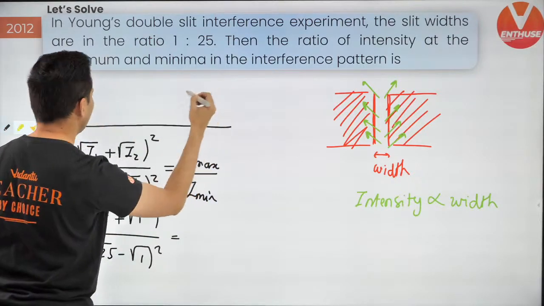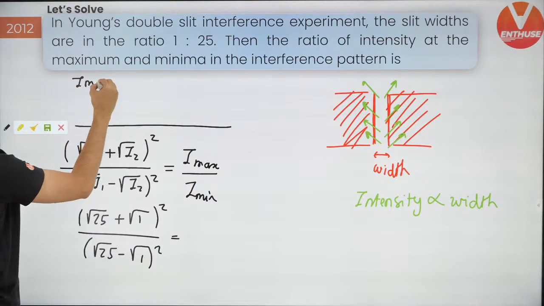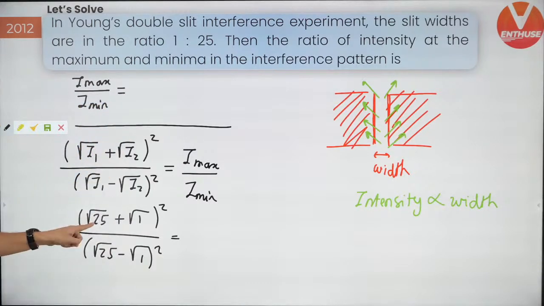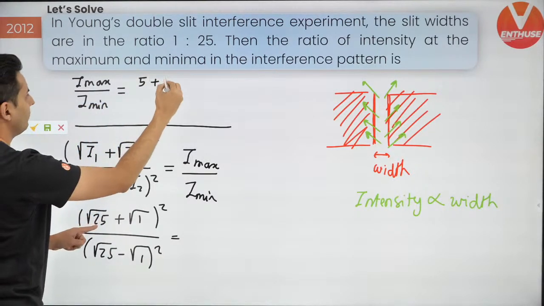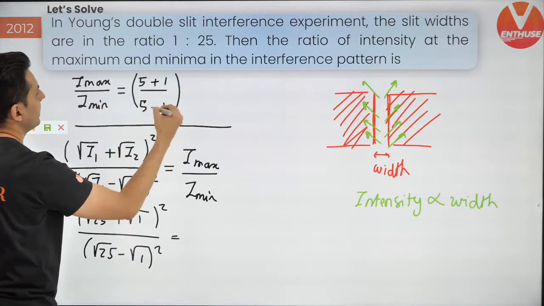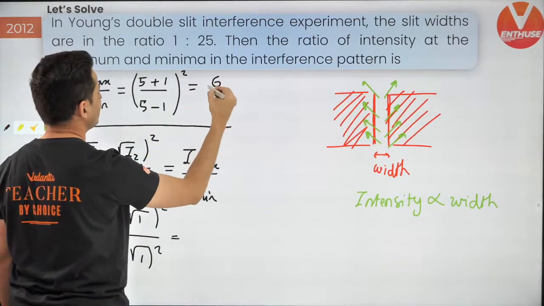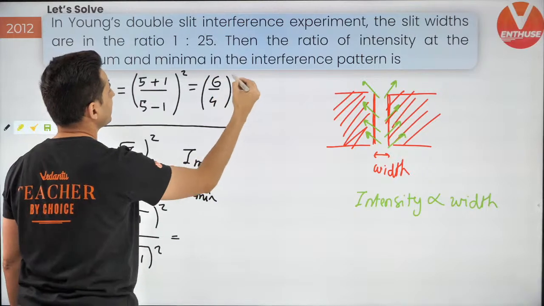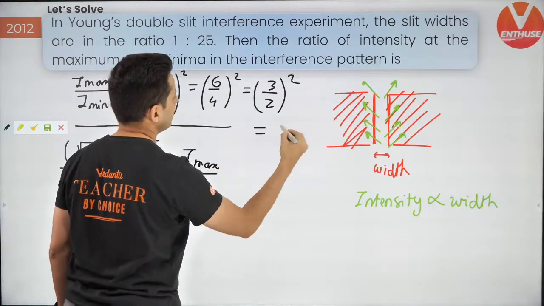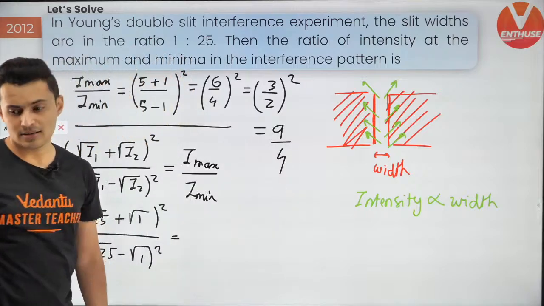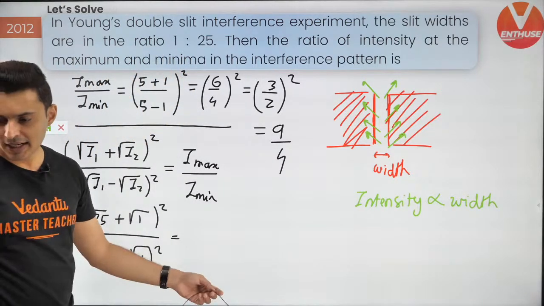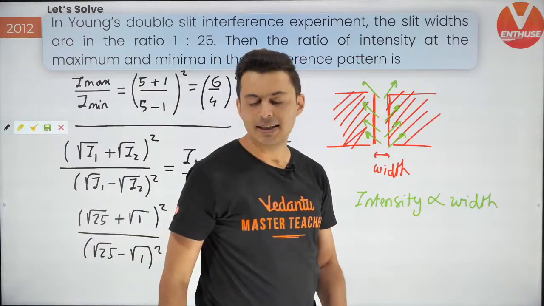So solving it further, I max by I minimum will be root 25 is 5, root 1 is 1, root 25 is 5, root 1 is 1, whole square. So 5 plus 1 is 6, 5 minus 1 is 4, whole square, 6 by 4 is 3 by 2 whole square, which is 9 by 4. That's the answer. Yes, that's how it is.